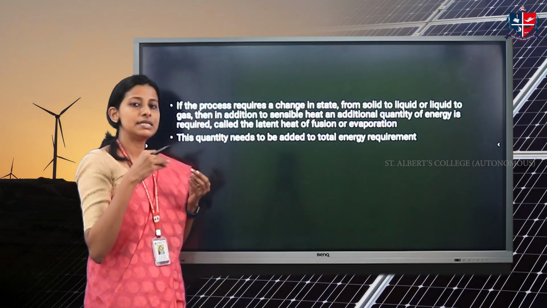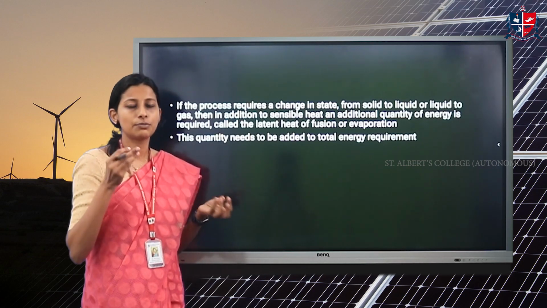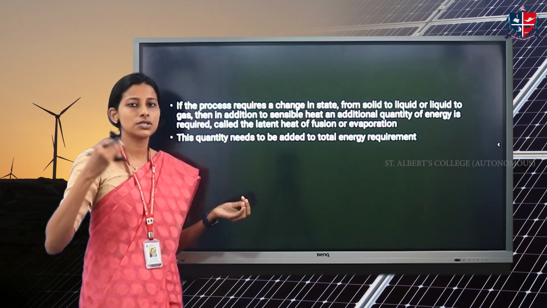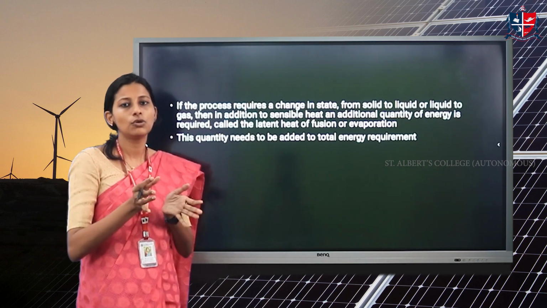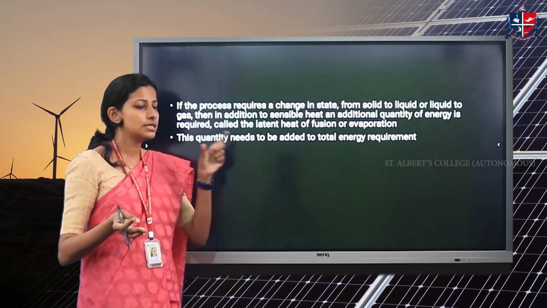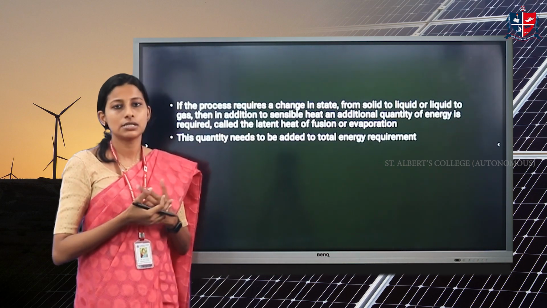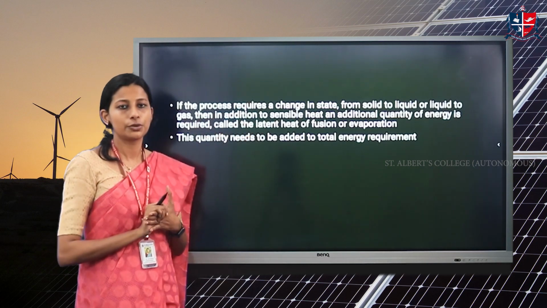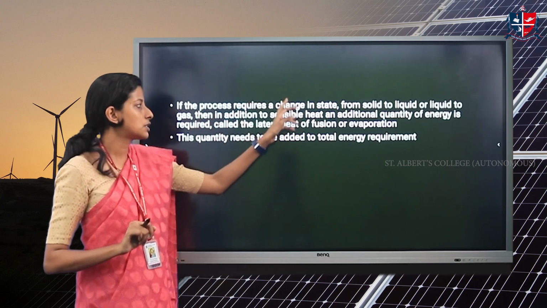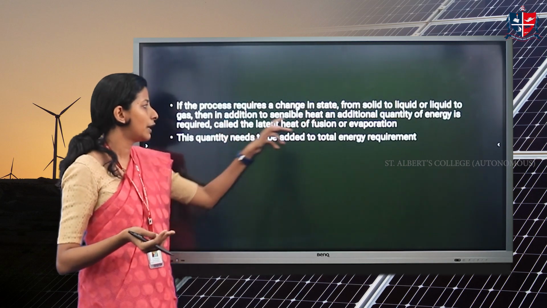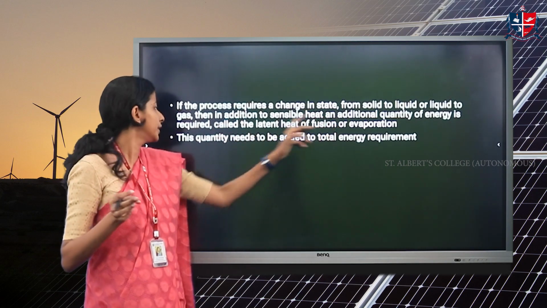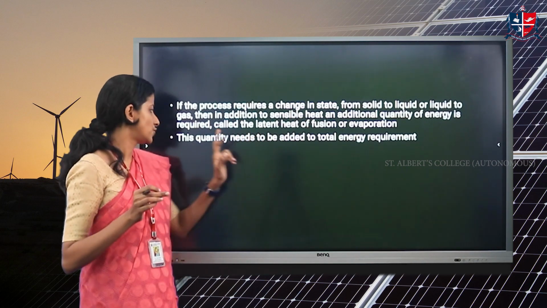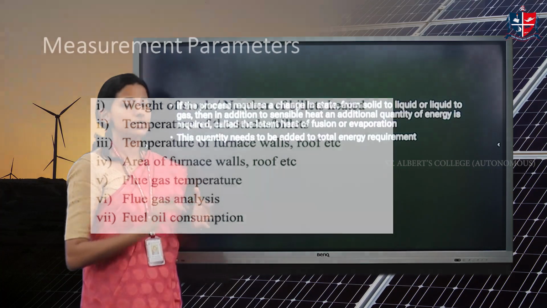Suppose the material we are heating requires a change of state. Suppose we are taking out the steel in the molten state. We are heating it to such a temperature that we need a semi-molten or semi-liquid state of steel. In such cases, a latent heat is also involved, and that also has to be considered. If the process requires a change in state, then in addition to the sensible heat, the latent heat of fusion or vaporization has to be added to the total energy requirement.